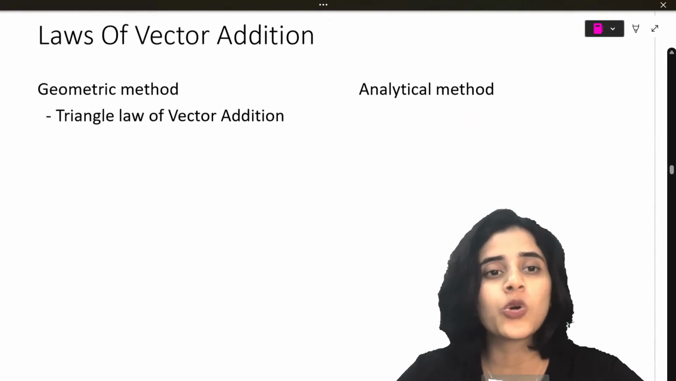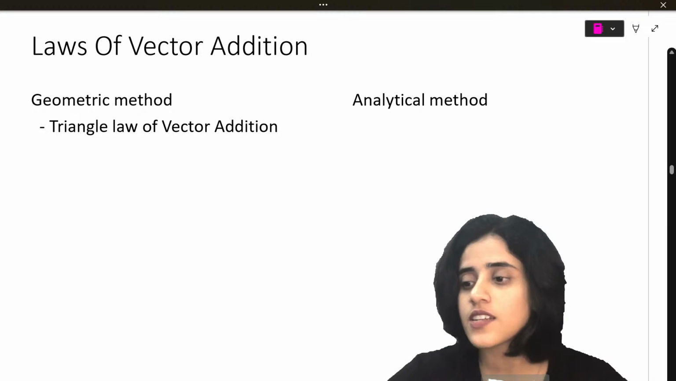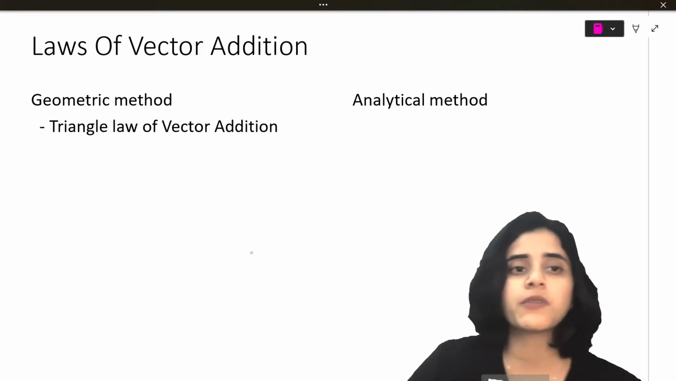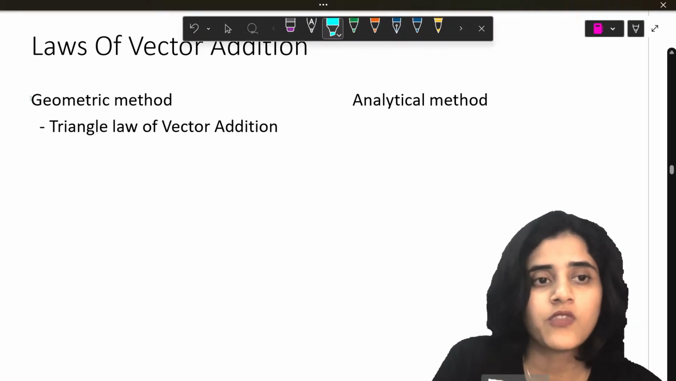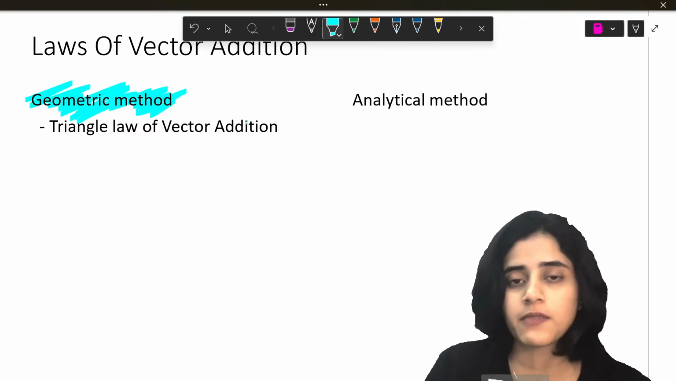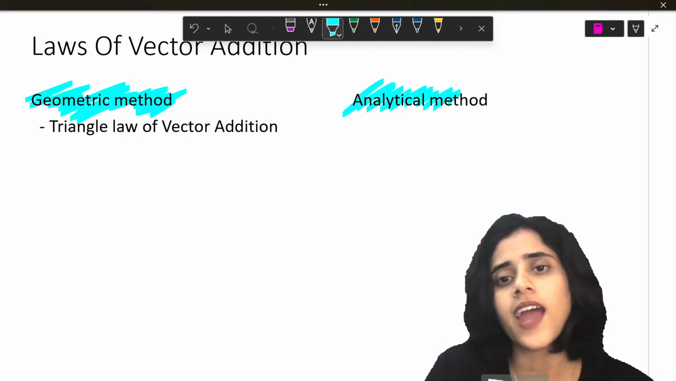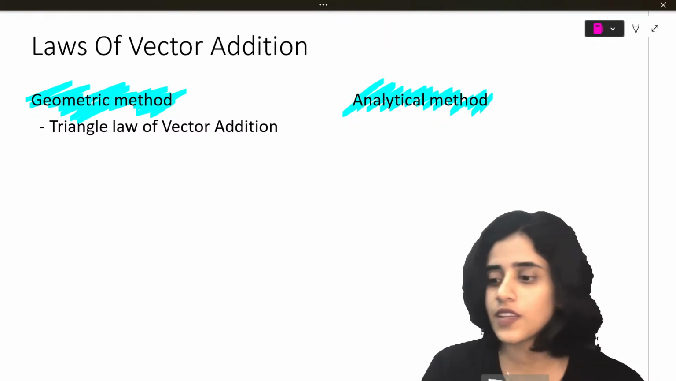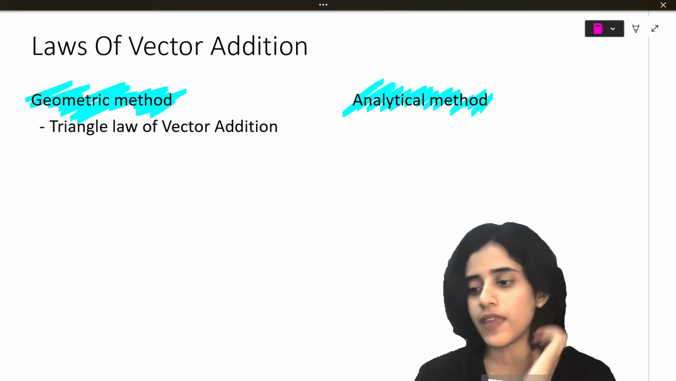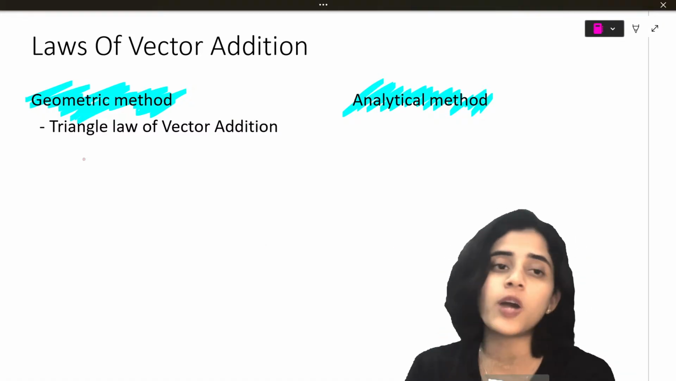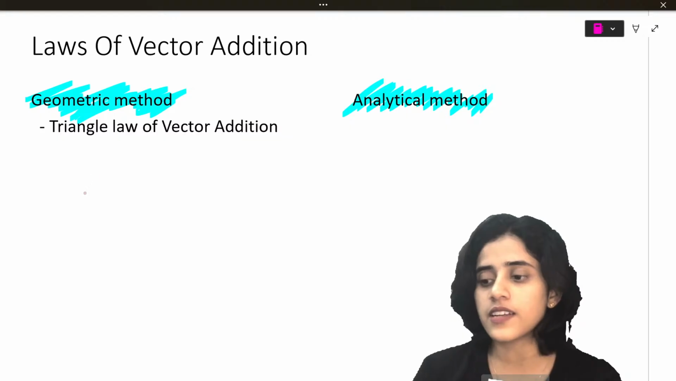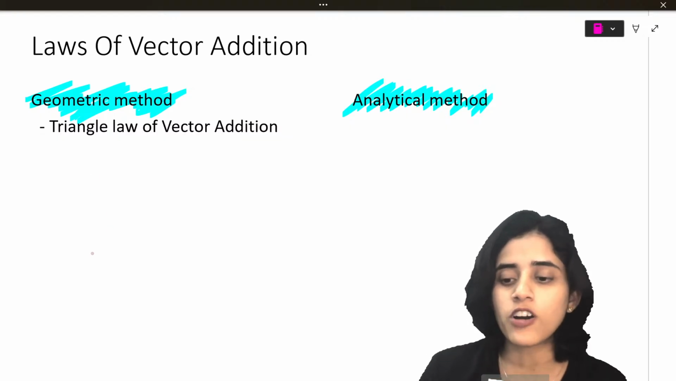Now we will look at the laws of vector addition. There are two different methods in which you can add vectors. First one is the geometric method. Second one is the analytical method. Under the geometric method comes the very famous triangle law of vector addition.